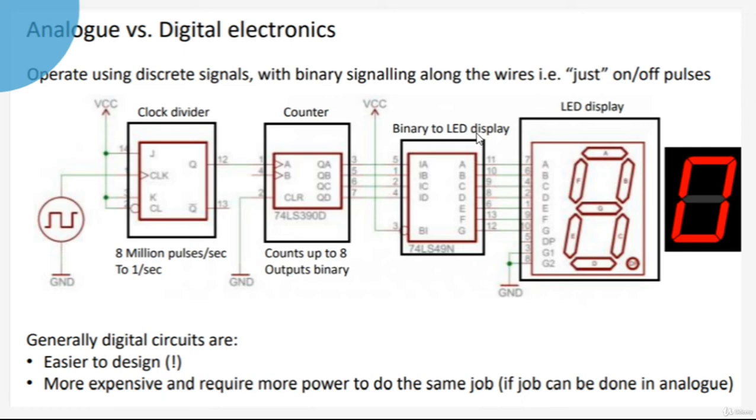The binary to LED display. So this device takes the binary and translates it to our LED display. It takes these pulses and translates them to specific voltages going to specific pins of our LED display, or our 7-segment display. I have explained the 7-segment display and how the 7-segment display works.